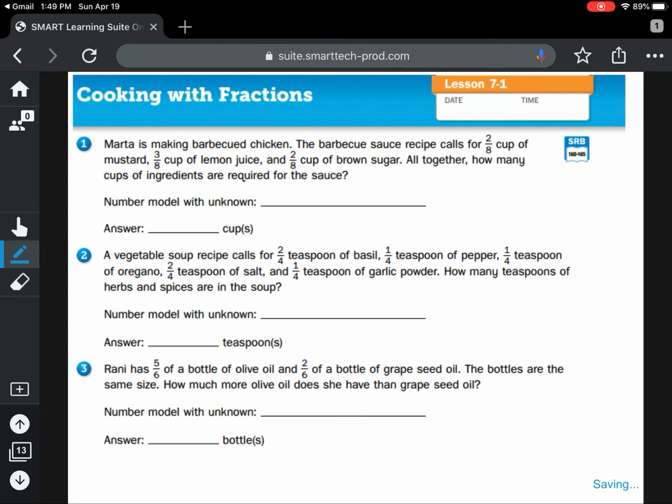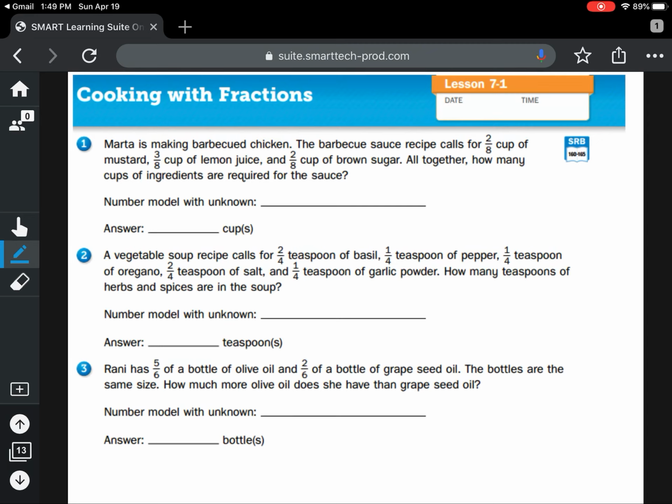Question number 1 says, Marta is making barbecued chicken. The barbecue sauce recipe calls for 2/8 cup of mustard, 3/8 cup of lemon juice, and 2/8 cup of brown sugar. Altogether, how many cups of ingredients are required for the sauce? Let's use cubes to help us figure out what to do.